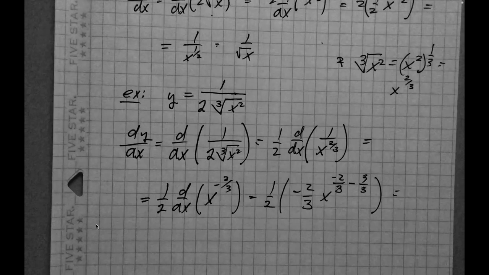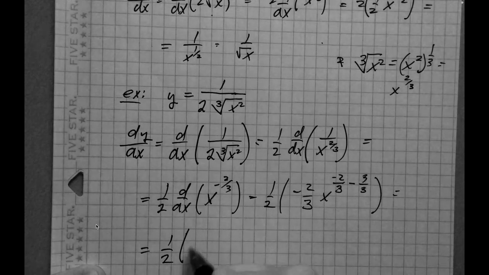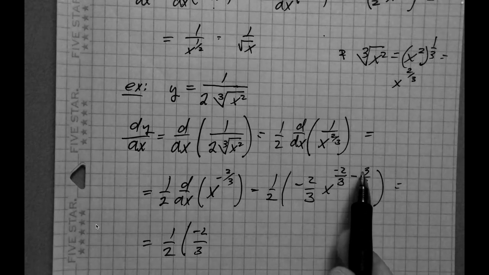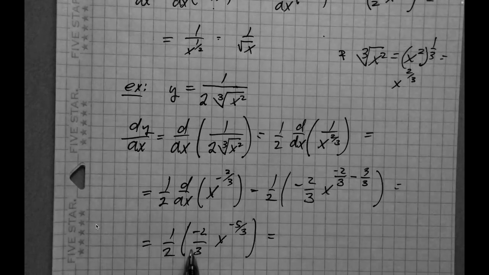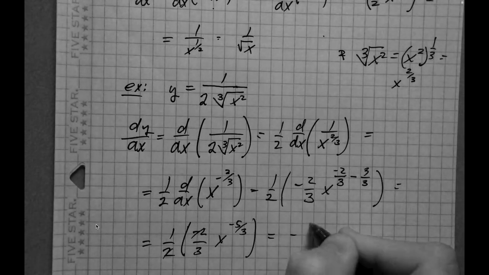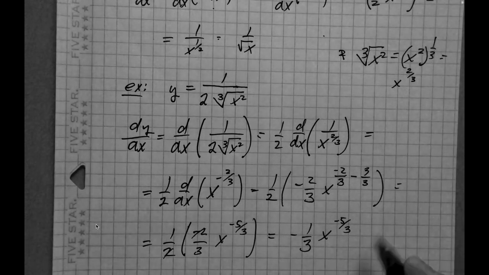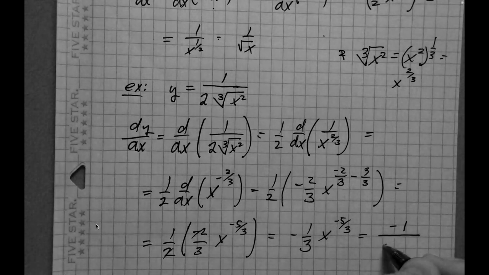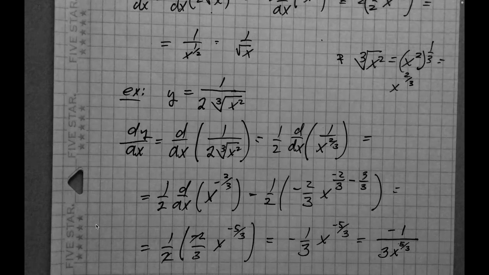All right. And what do we get there? Well, we've got the half outside, and we've got the negative 2/3. And then this exponent is really just negative 5/3, right? Yep, and then the 2's cancel, and so I get negative 1/3 x to the negative 5/3. And I think we should probably write that as negative 1 divided by 3x to the 5/3 power. All right. Very good.